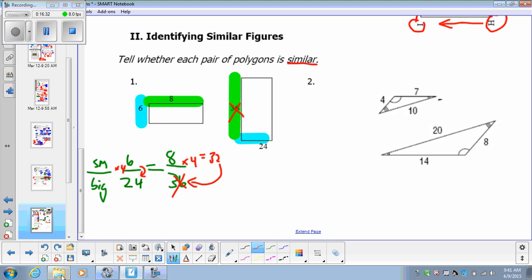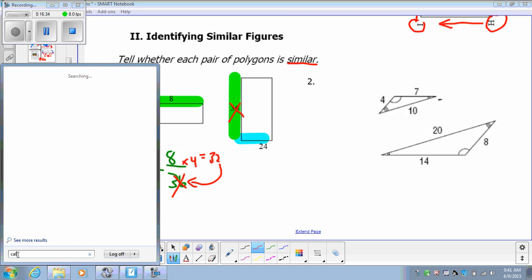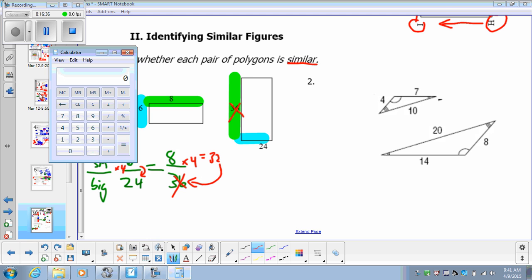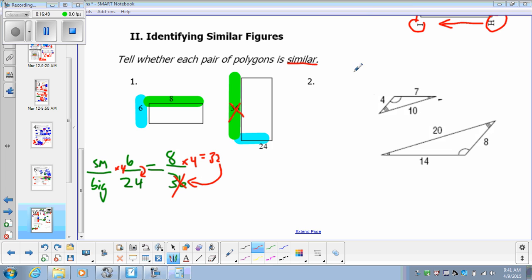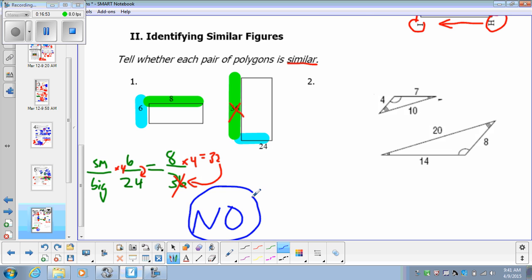Now, if I get my calculator out, the other thing that I can do is just cross multiply and see that 6 times 36 is 216. So 8 times 24, though, is not the same value. So when we cross multiply, they're not the same, which once again proves that no, these are not similar. Now I want you to pause and check out number 2 on your own. When you're ready, you can come back.